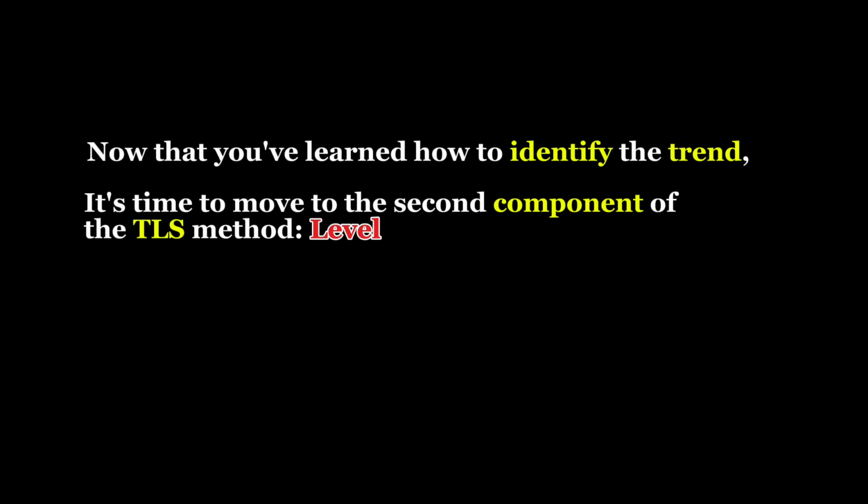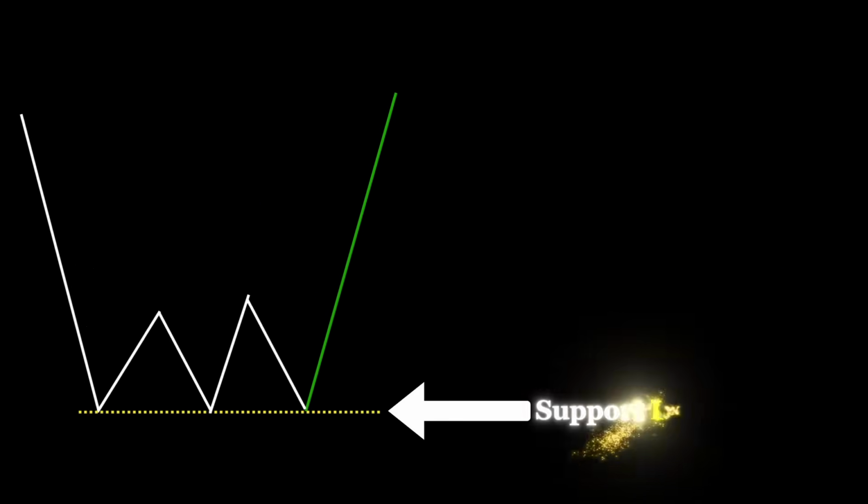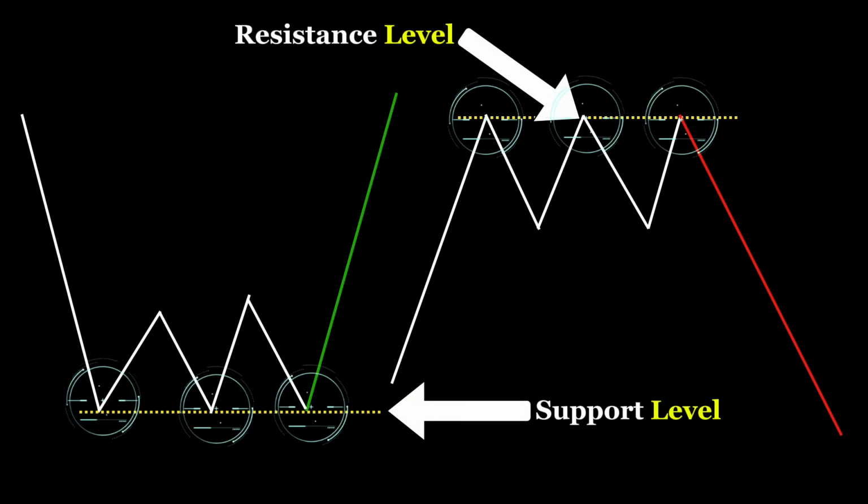Now that you've learned how to identify the trend, it's time to move to the second component of the TLS method: level. And the first levels you need to master are the most basic, but the most powerful: support and resistance. Support is a level where price tends to stop falling and bounce back up. It acts like a floor. Buyers are willing to step in and defend that area. Resistance is the opposite. It's where price tends to stop rising and pull back down. It acts like a ceiling. Sellers come in and push the market down from that level.